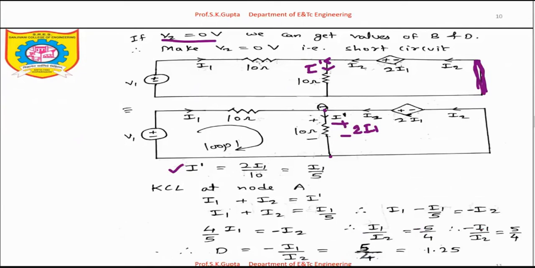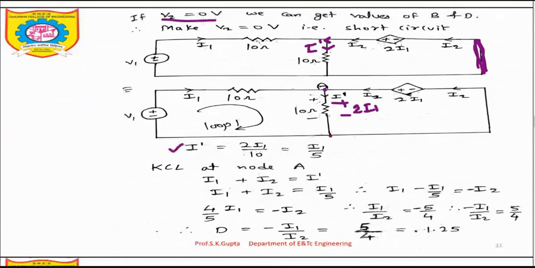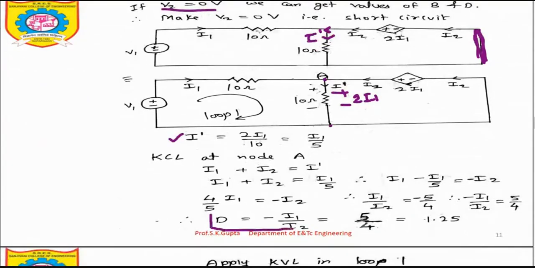Therefore this minus I am transferring here. So minus I1 upon I2 equal to 5 by 4. And that is nothing but our D parameter. D formula is minus of I1 upon I2. Its value is 5 by 4. 5 by 4 is 1.25. Again, it is a current upon current. That's why it is unitless. Okay.